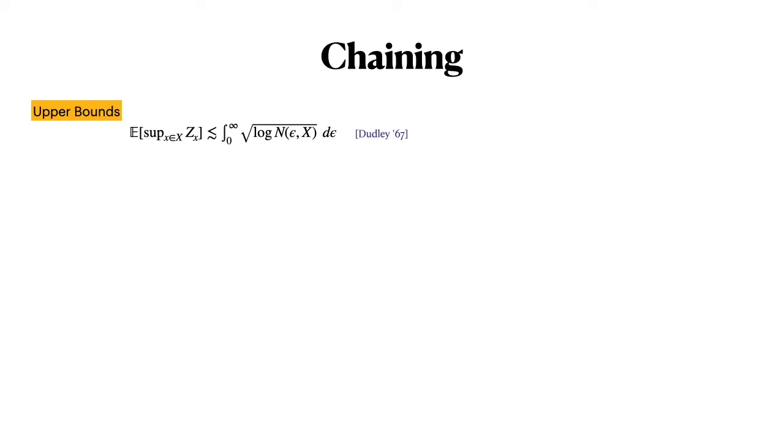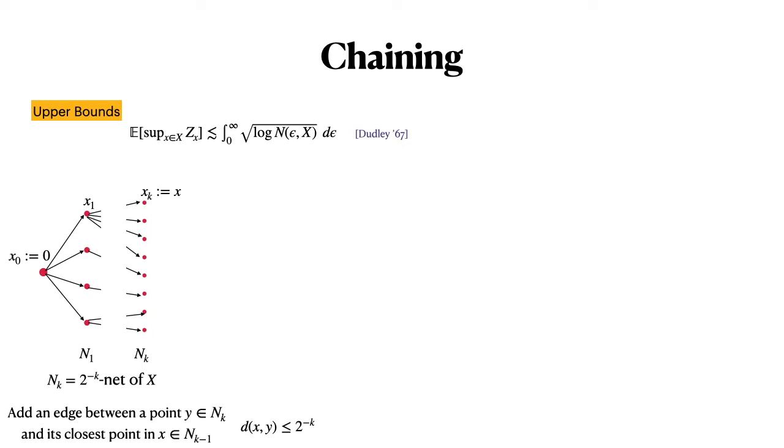Let us consider the following layered tree on our point set x. The root of this tree is the origin. The kth layer of this tree is an epsilon net of x, where epsilon is 2 to the minus k, and we add an edge between a point y and a point x in the previous layer if they are nearest neighbors to each other, and we choose exactly one such point. In particular, the distance between x and y will be 2 to the minus k if y is in the kth layer. With this tree, now we can prove Dudley's upper bound.